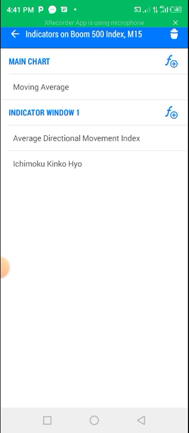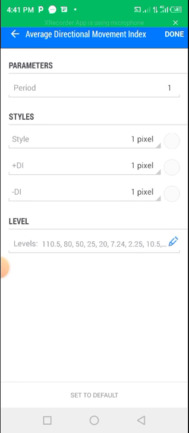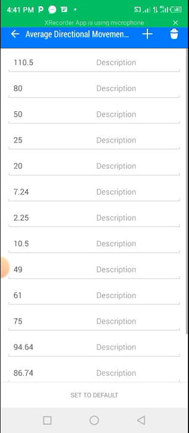Our next indicator will be in indicator window 1, which is the Average Directional Movement Index, and the period is 1. The style is 1 pixel. Just keep them at 1 pixel each and make the color the color of the background. The color of my background is white, so that's why I'm using white. And you have to pay attention to these levels. These are the levels we'll be having.